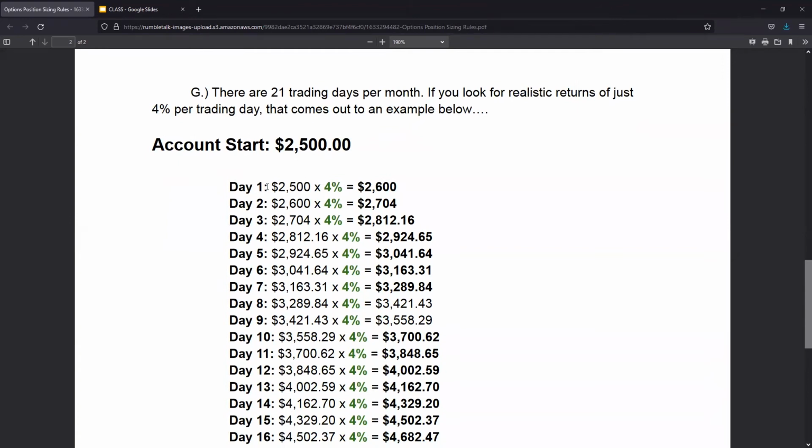All right, so let's go over this. Day 1, if we're starting with $2,500, we make a 4% return. Our account is now at $2,600. $2,500 multiplied by 1.04 comes out to $2,600. That's day 1, because I want you guys to get in that mindset. Let me show you something above here.